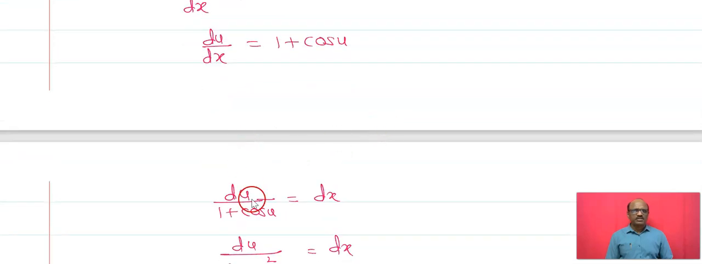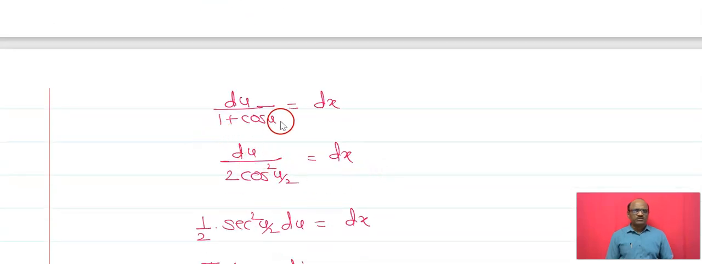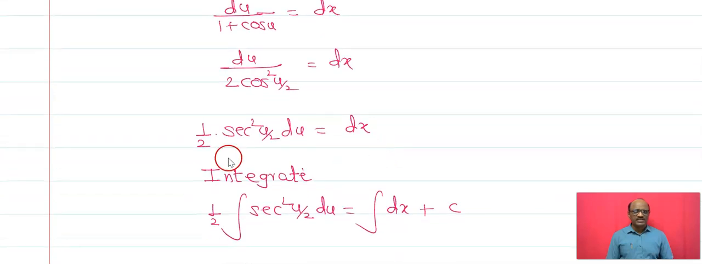Now separate the variables, that is du upon 1 plus cos u is equal to dx. But what is the formula of 1 plus cos a? That is 2 cos square a by 2. In the same manner, du upon 2 cos square u by 2 is equal to dx. Therefore 1 upon 2, the reciprocal of cos square u by 2 is sec square u by 2, into du, that is equal to dx.